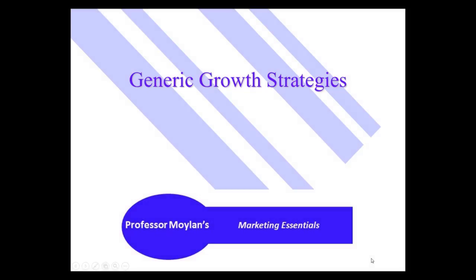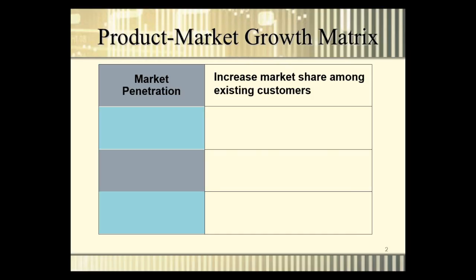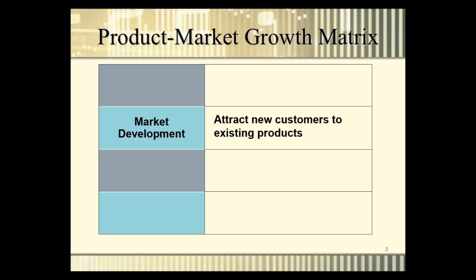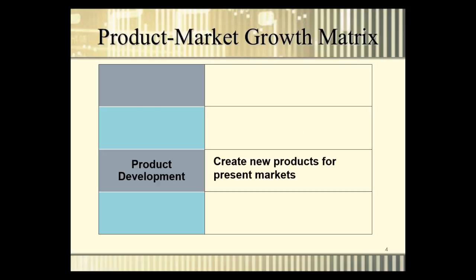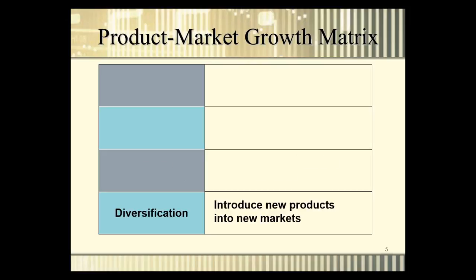These generic growth strategies are often called the product market growth matrix. And again, those four things: market penetration is when you increase market share among existing customers. Market development is when you attract new customers to existing products. Product development is when you create new products for your existing markets. And full-blown diversification, you introduce new products into new markets.